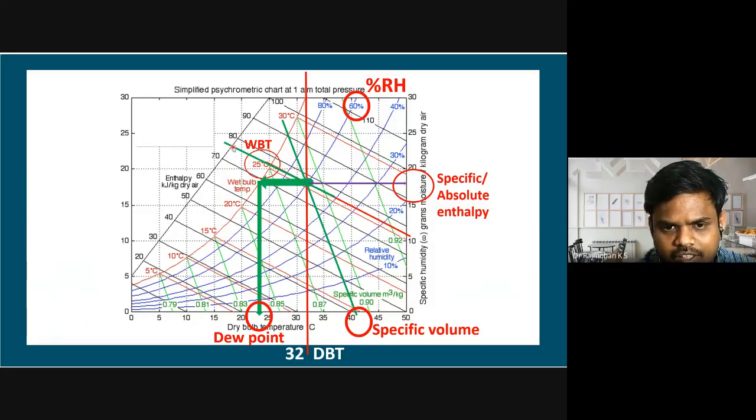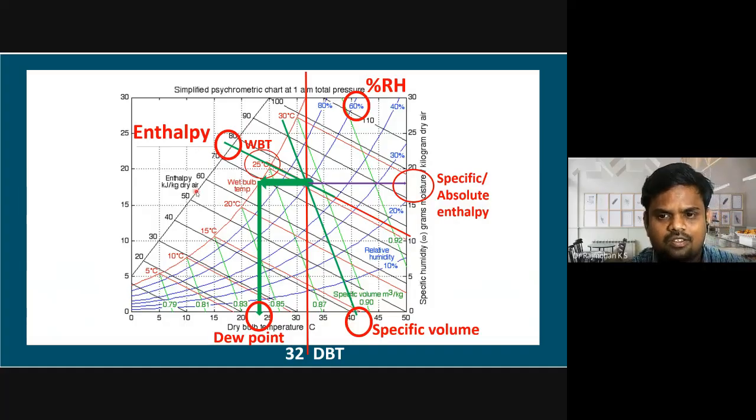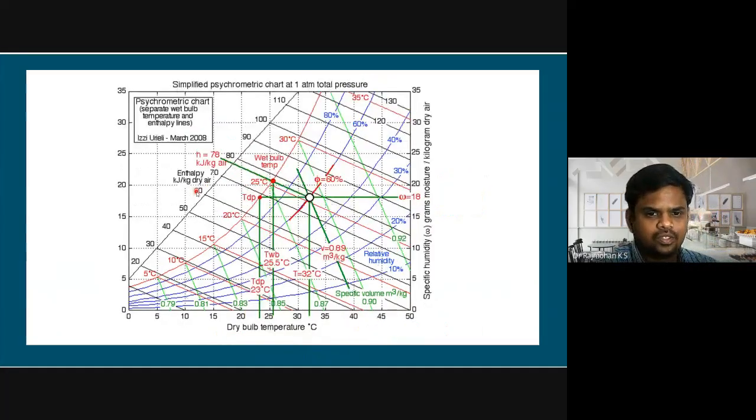If you extend it up to this enthalpy line, we see it is more than 70 and less than 80. Half of it is going to be 75. It is something more than 75. So accordingly, you can get the enthalpy value using this scale.